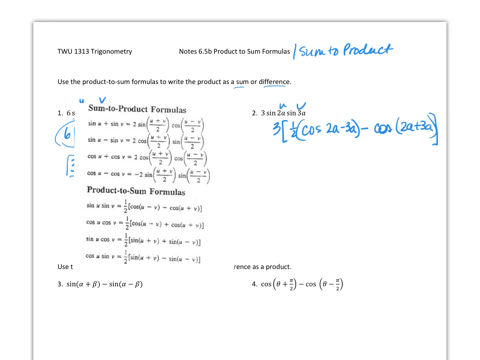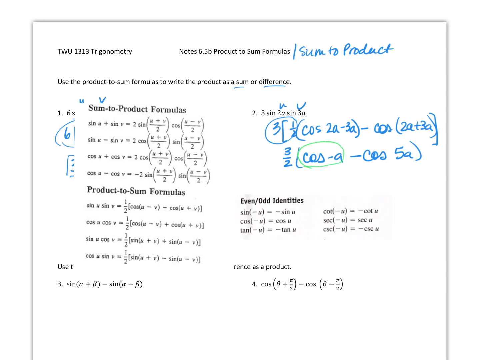So let's clean it up. So if I multiply these two, I get 3/2, and that's fine. So I'll have the cosine of negative a minus the cosine of 5a. Now there is a part on your formula chart that deals with the negative thing, right? Let me clip out a piece and show you. On your formula chart, there's this little section that's called even and odd identities, okay?